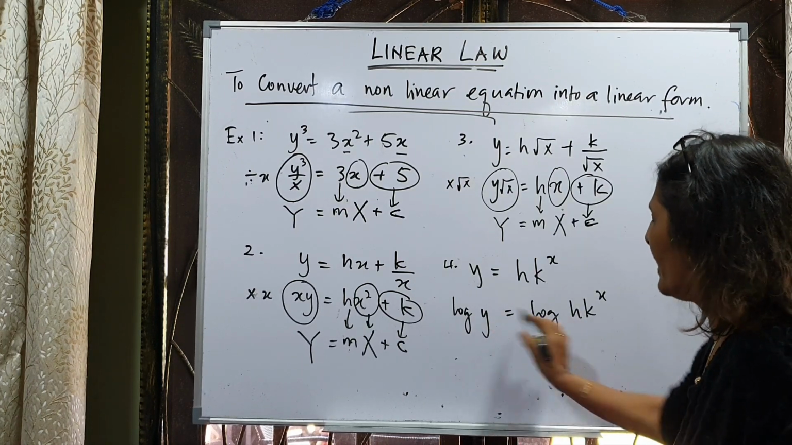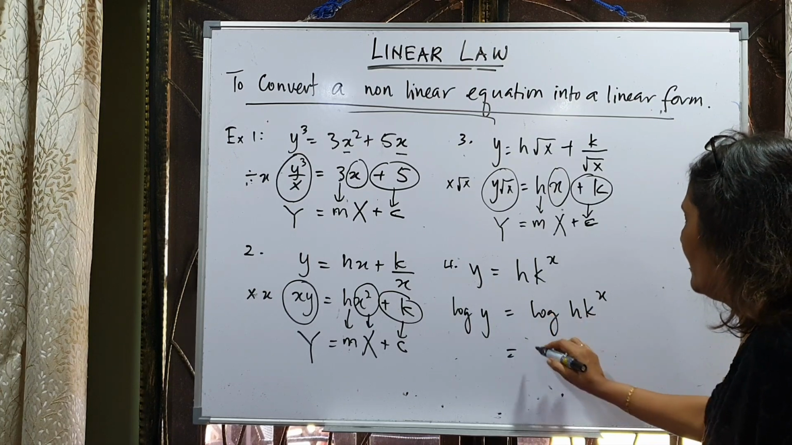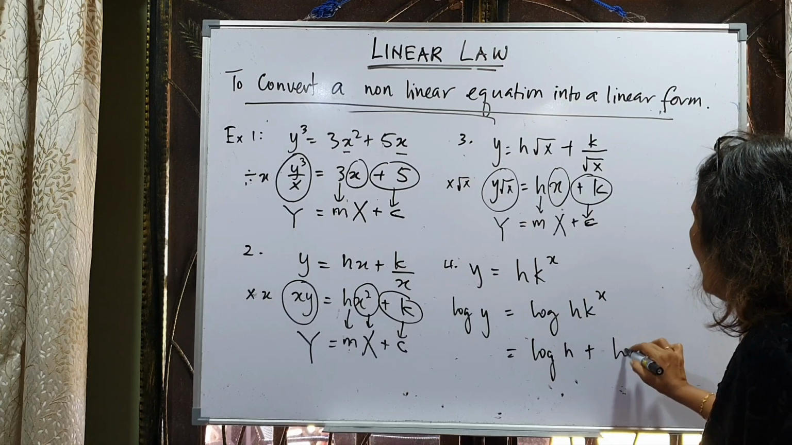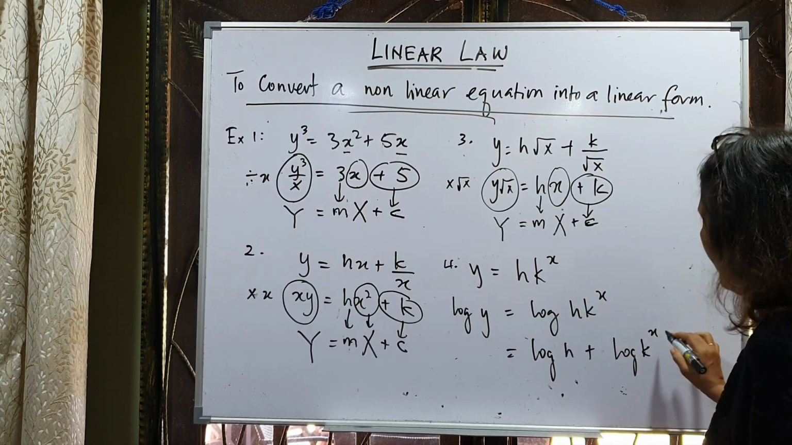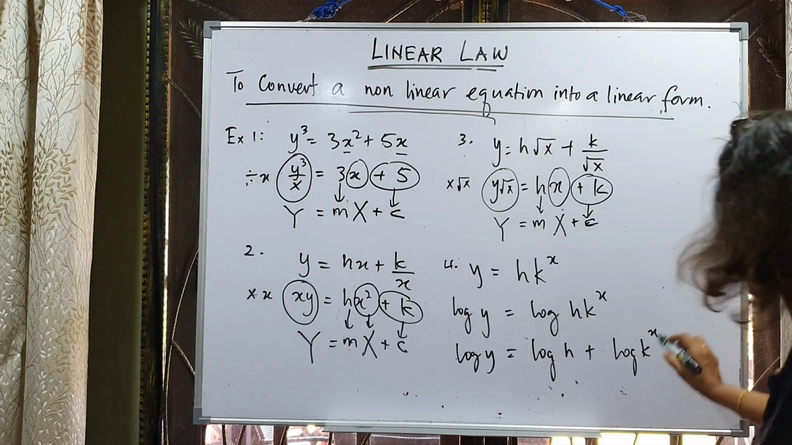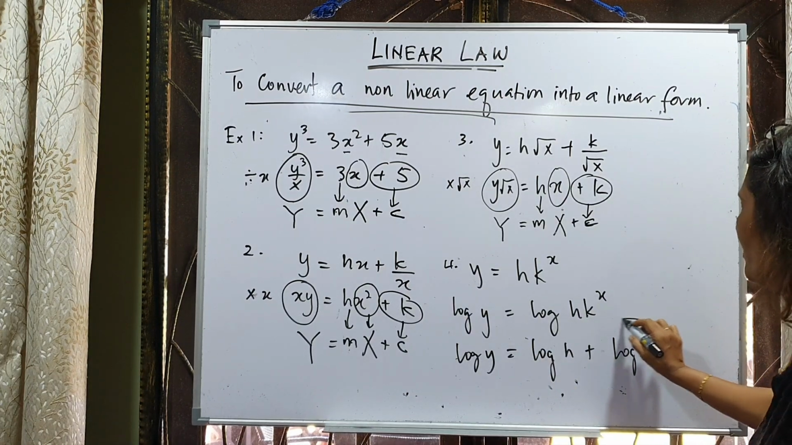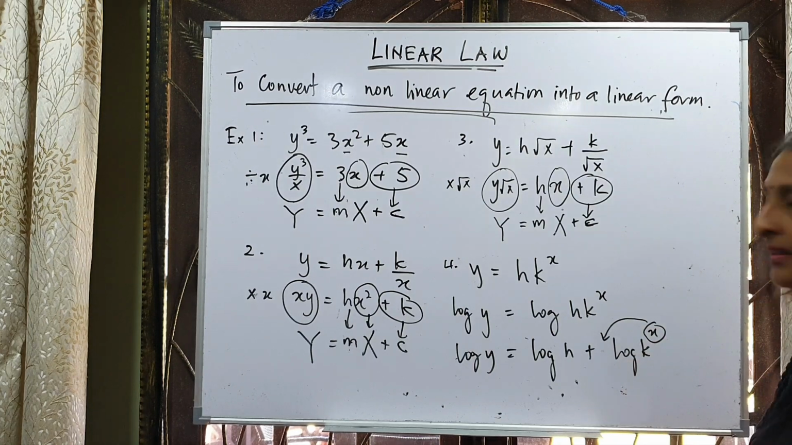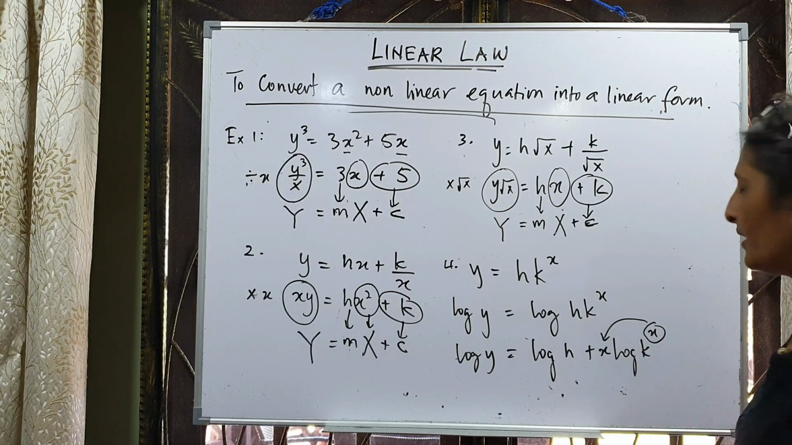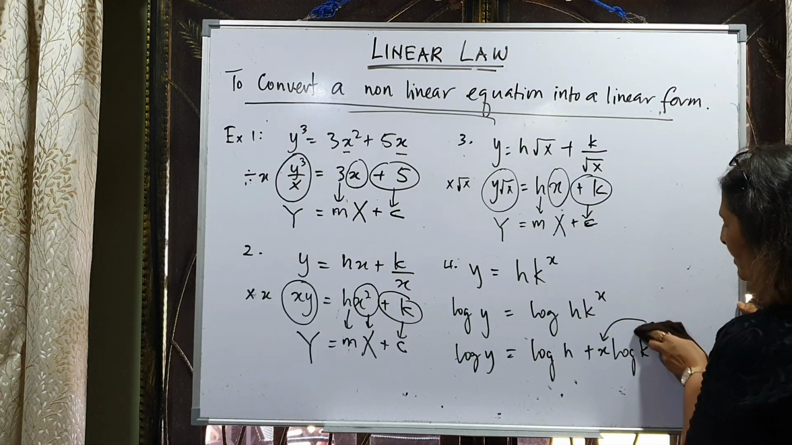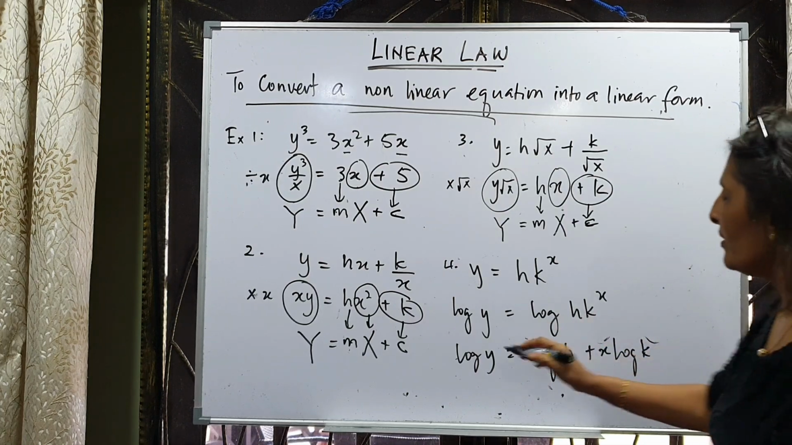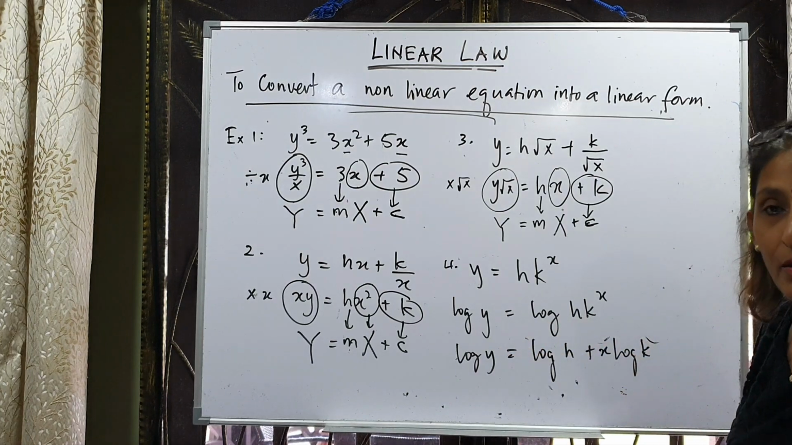Now when you log both sides, then you expand this one using the law of logarithm, becomes log h plus log k power x. Finally, this power, using the law of logarithm, can be put in front. So it becomes x log k. Okay, so I cancel off the power. Okay, so done. So now you have already got it in the form of y equals mx plus c.